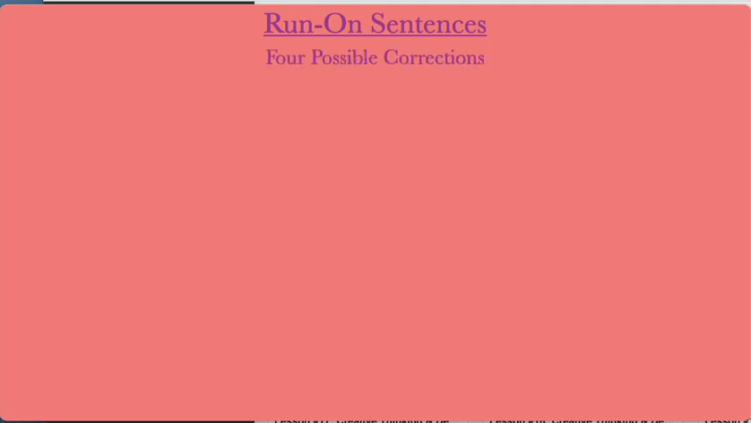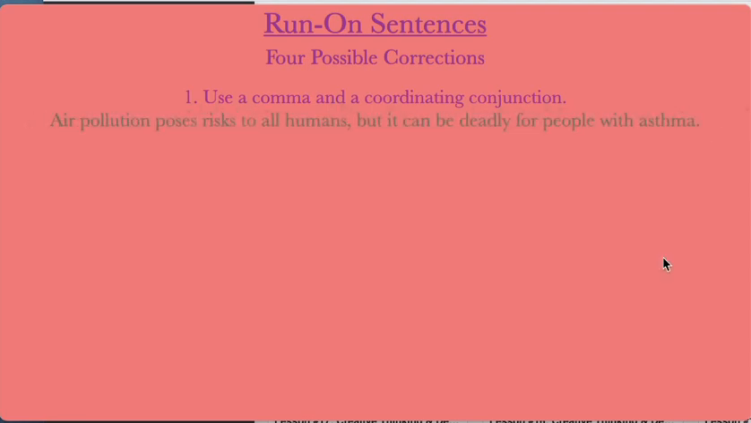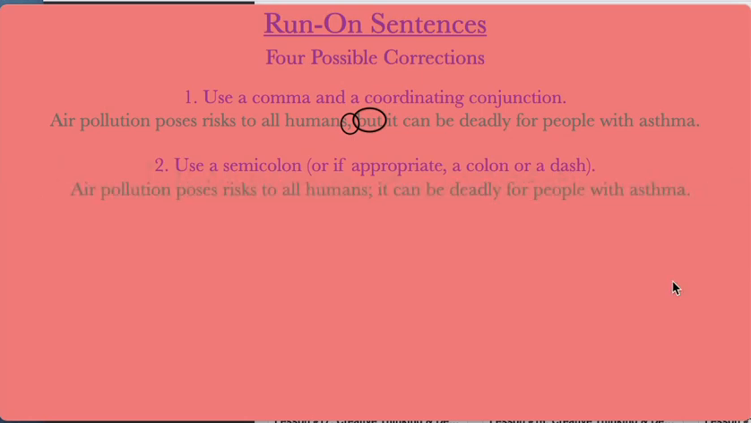Okay, one way to correct a run-on sentence is to use a comma and a coordinating conjunction. Here's an example using the same sentence that we used in the last slide. Notice that we've included a comma and a coordinating conjunction. Another way to correct a run-on sentence is to use a semicolon, or if appropriate, a colon or a dash. Notice that we've simply used a semicolon between the two independent clauses.